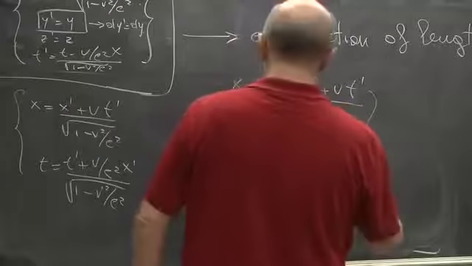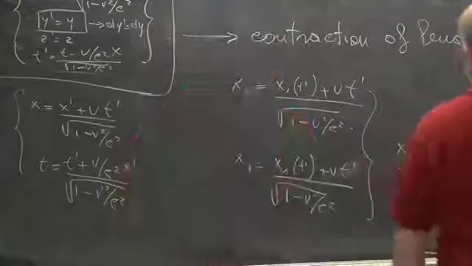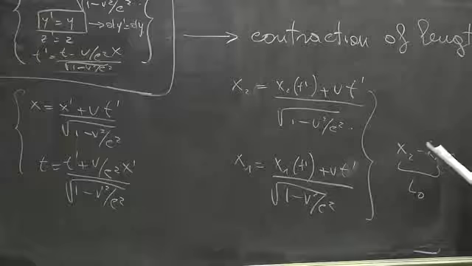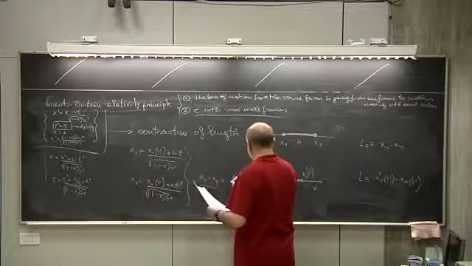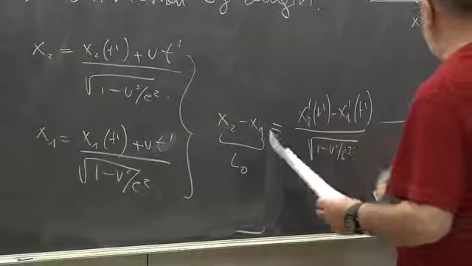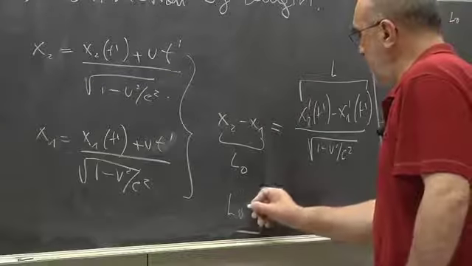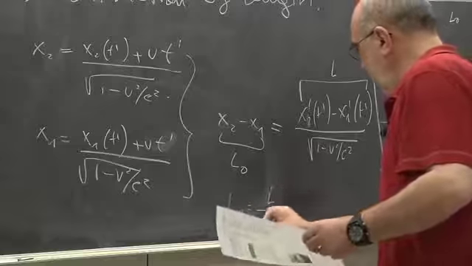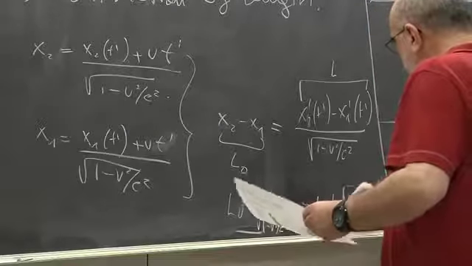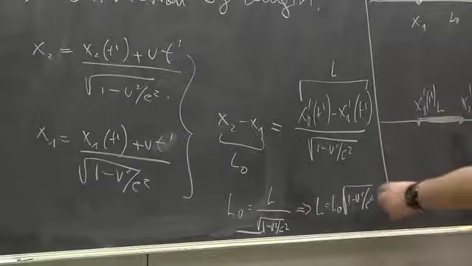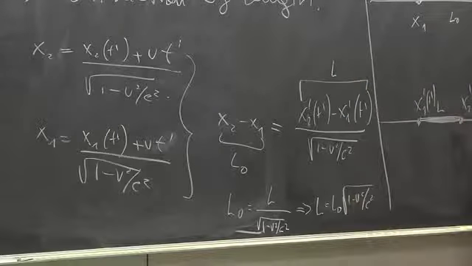Now let's take the difference of these two. We have x2 minus x1, which we know was the length. Taking the difference between the two right hand sides, what we get is x2' at t' minus x1' at t', because the two terms cancel, divided by the square root of 1 minus v squared over c squared. But what is this? This is the length in the moving frame. So we get L0 is equal to L over the square root of 1 minus v squared over c squared. That means L is equal to L0 times the square root of 1 minus v squared over c squared. This factor is less than 1, so it means the distance measured in the moving frame is less than the distance measured in the rest frame.